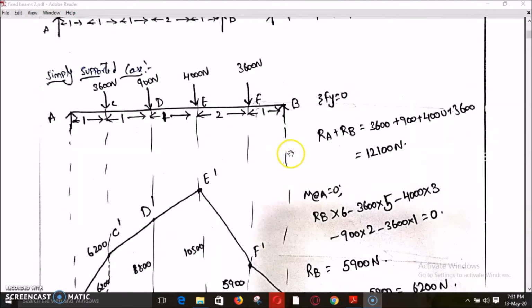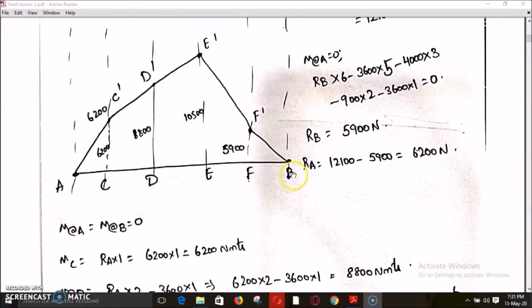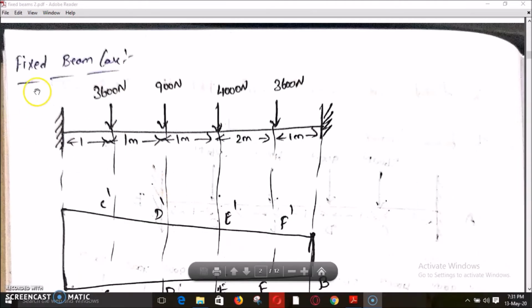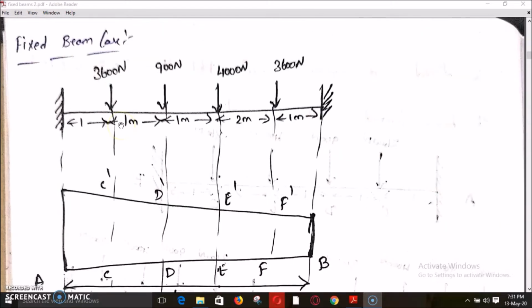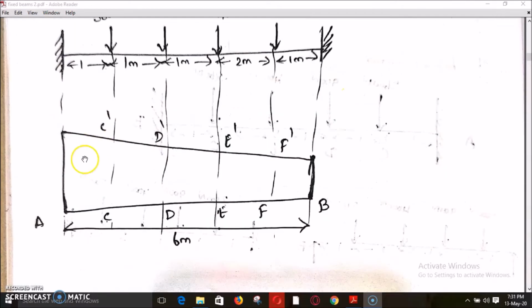Similarly, next coming to this fixed case. This is my fixed beam case. Since this is not a symmetrical loading, the bending moment diagram of this fixed case will be in trapezoidal shape. This is MA and this is MB. So this is my Mu dash diagram.